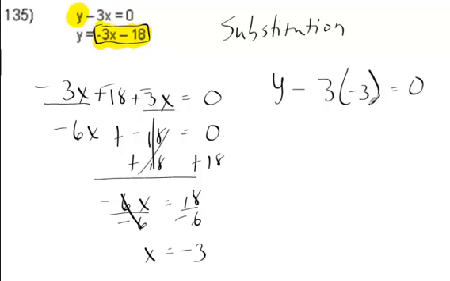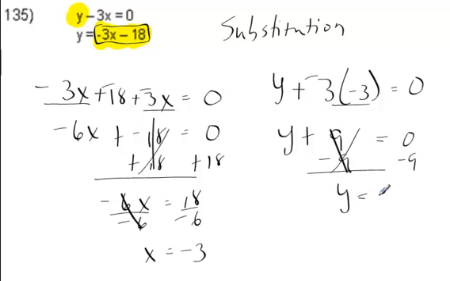So do your math. Let's say change switch. So y plus, what's negative 3 times negative 3? 9. And then get rid of the 9. And y equals negative 9. So x is negative 3 and y is negative 9, so there's my ordered pair. If I were to graph these two lines, they would intersect at negative 3, negative 9, which would be in the third quadrant.